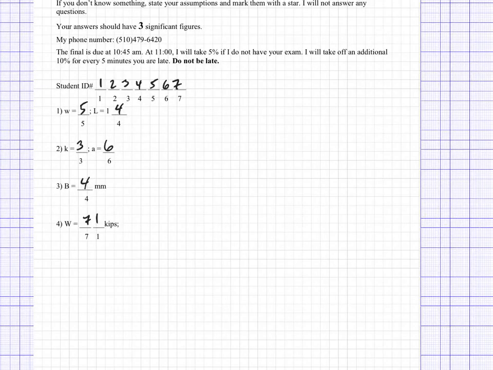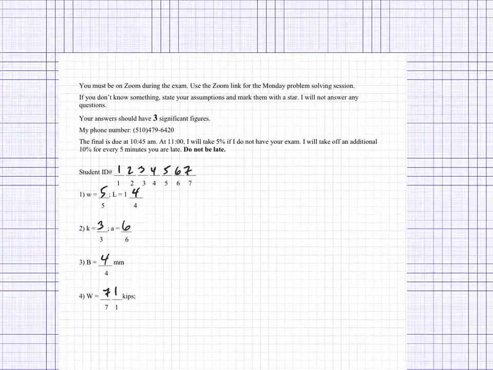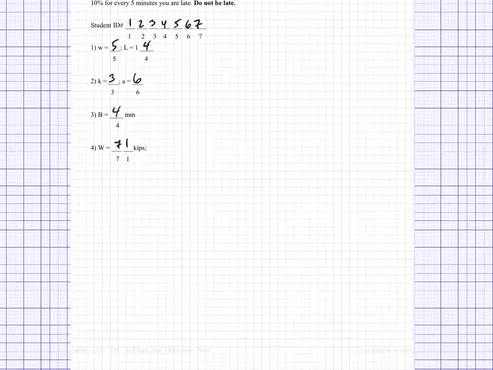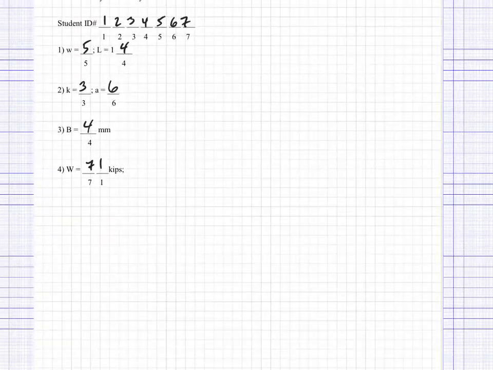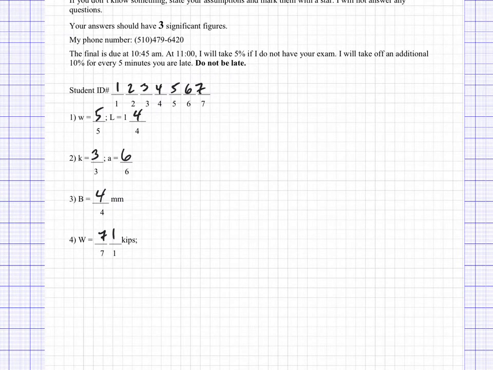All right, so I'm going to work this final from, when was this final? It doesn't even say right here, does it? Maybe it says down here. Oh, spring 2021. Let's see if my computer agrees with that. Yes, spring 2021. Okay. Anyway, so I'm going to work it.